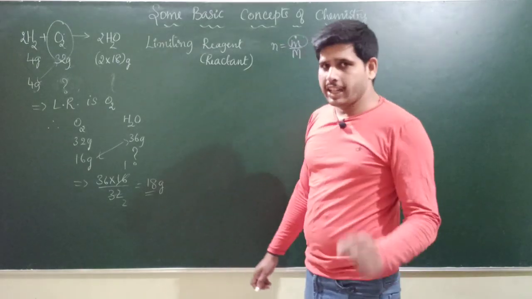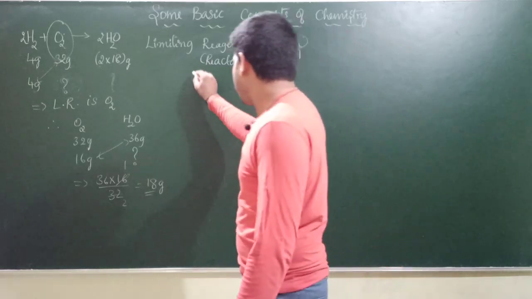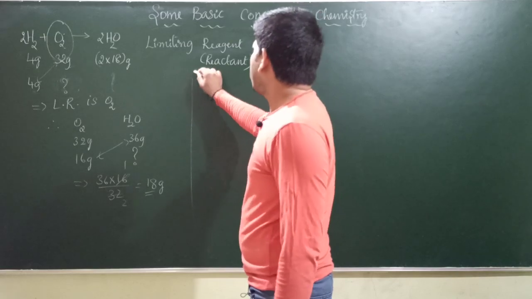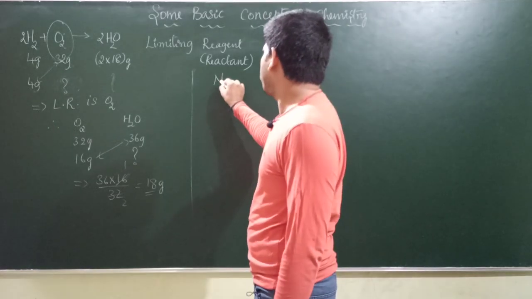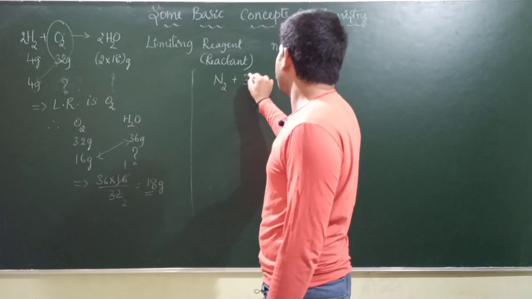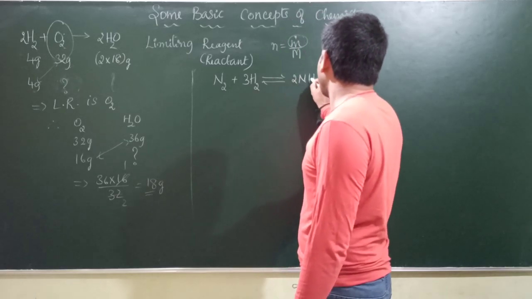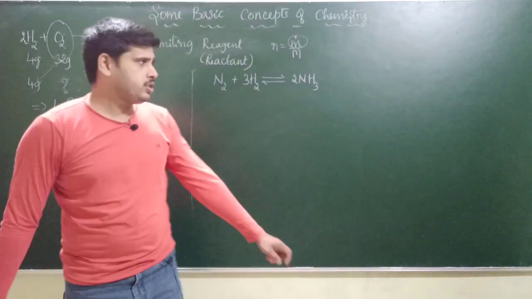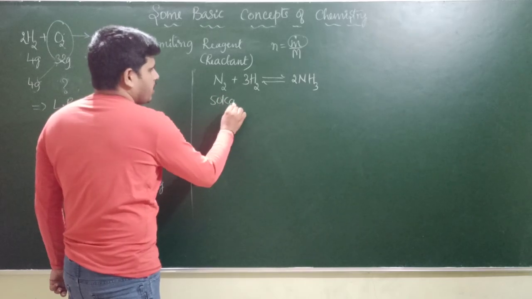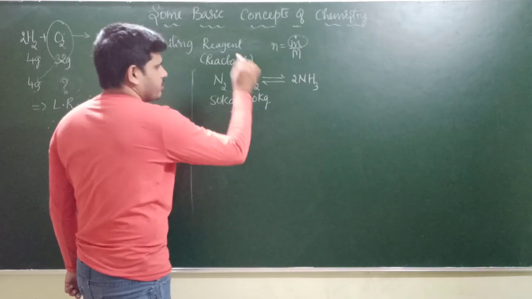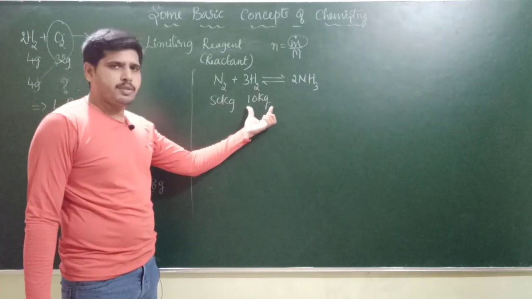Okay, so what I'll do is I'll give one exercise for you. I expect an answer from your side. So the exercise is this. In a given chemical reaction for the formation of ammonia, what is the ammonia formation reaction? N2 plus 3 moles of hydrogen, giving 2 moles of ammonia, NH3. The amounts of nitrogen and hydrogen taken are respectively 50 kg and 10 kg. So we are taking 50 kg of nitrogen and 10 kg of hydrogen.